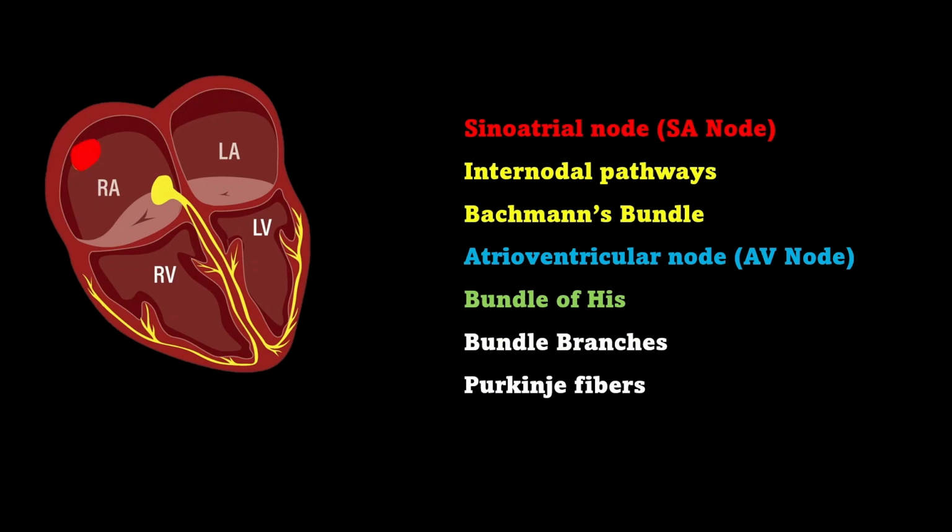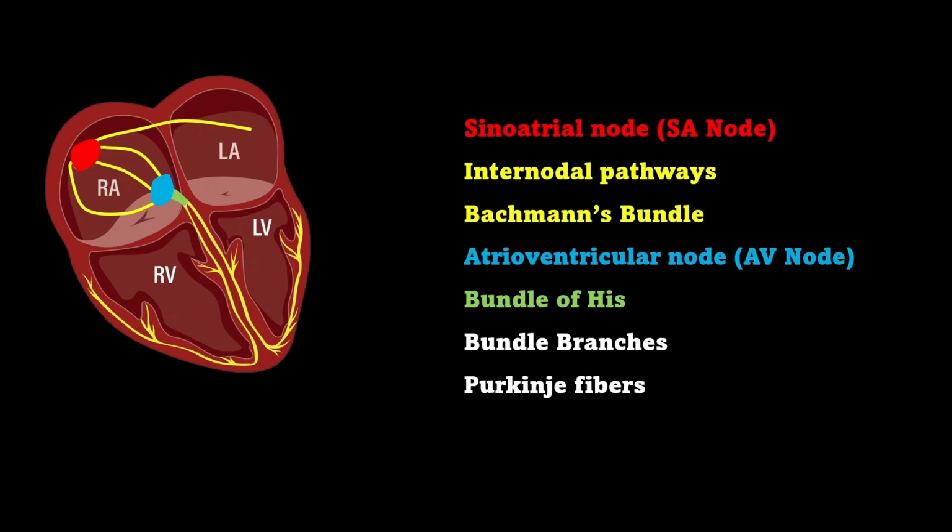First off, we have our SA node or sinoatrial node. Next, we have our internodal pathways and our Bachmann's bundle. Internodal pathways connect the SA node to our AV node, and the Bachmann's bundle takes the impulses from our right atrium to our left atrium. Our AV node delays the impulse to allow for ventricular filling.